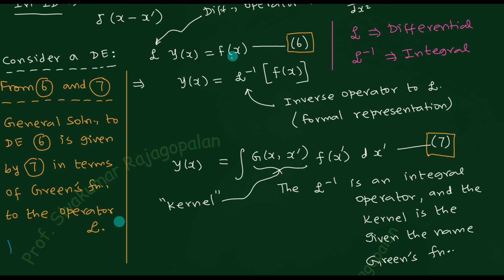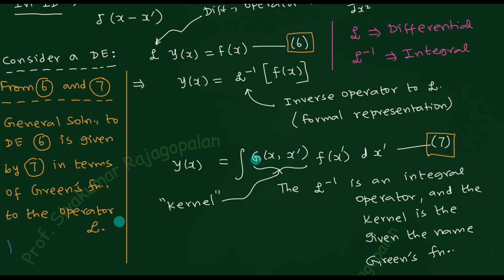And remember, since the right side is not equal to 0, this is an inhomogeneous differential equation. So our conclusion is that if you want to get the solution to the differential equation, then the solution is given in terms of the green function, and the green function itself is coming because of the operator.